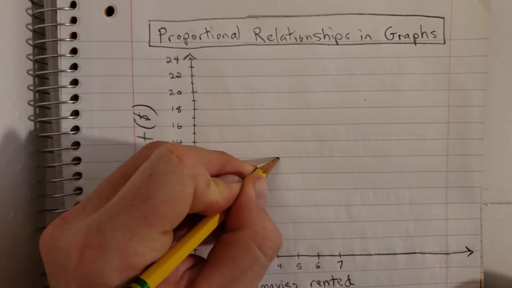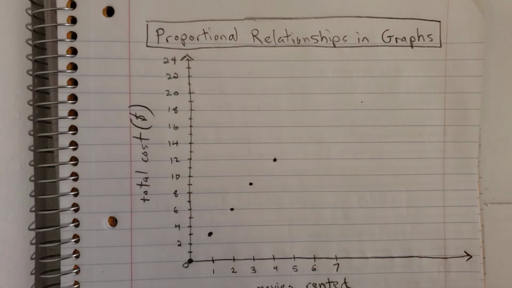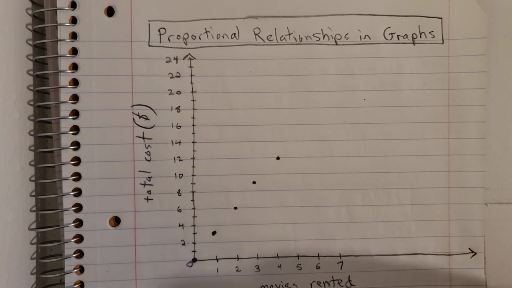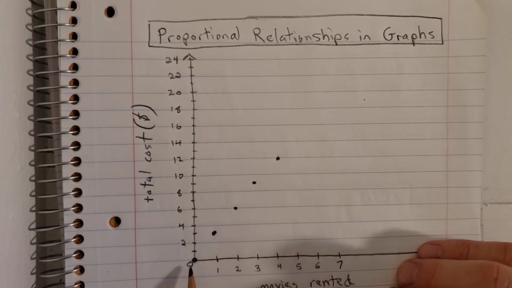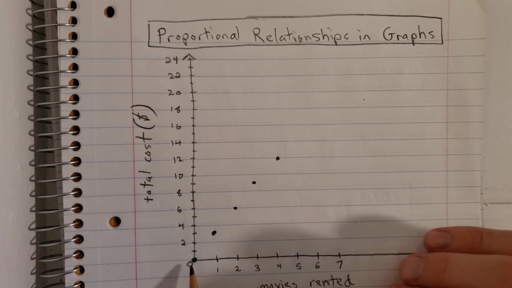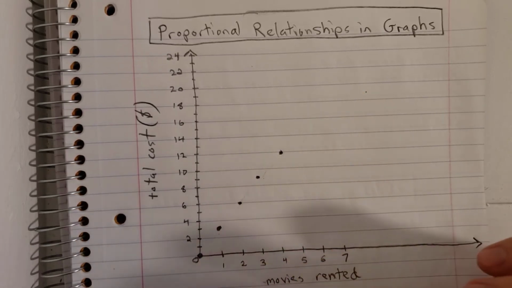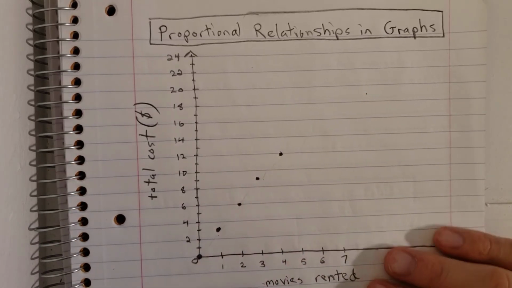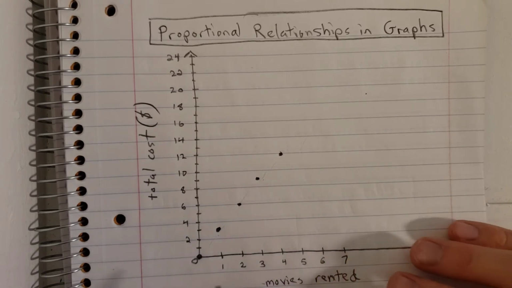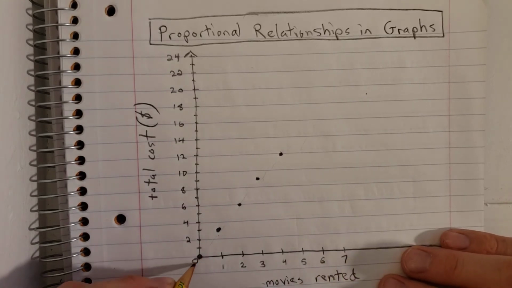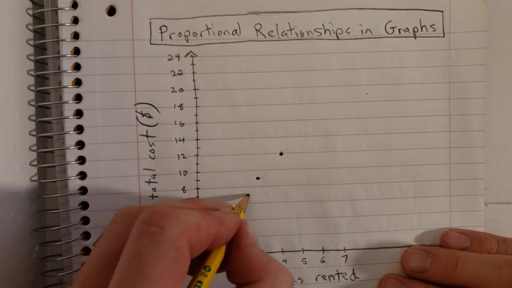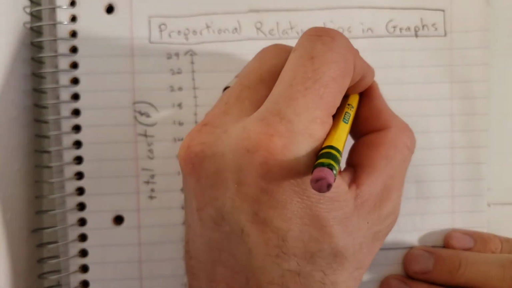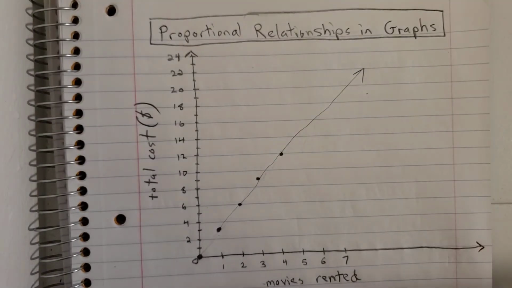4 movies, I'm trying to line it up as nice as I can, $12. What do you notice about these dots? I notice that they're a straight line, fairly straight. I was as accurate as I could on a piece of non-graph paper. We got that straight line. Should have brought a ruler. A straight line.